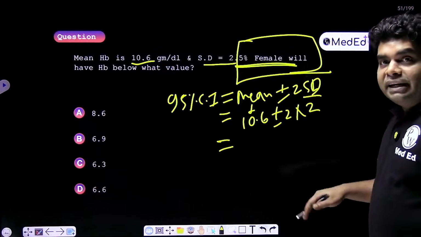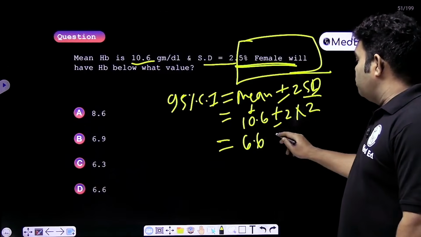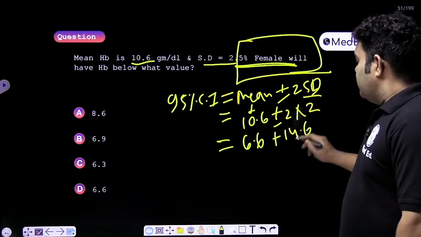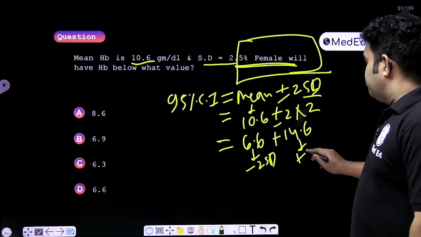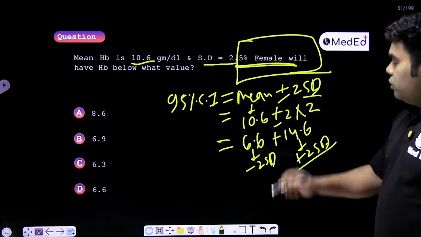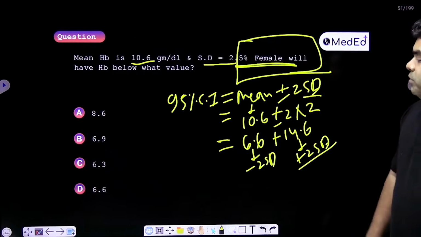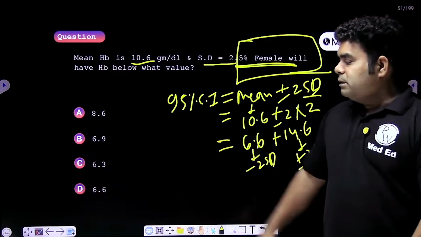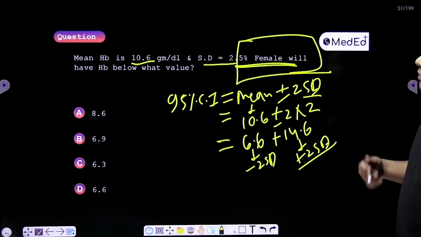If you do 10.6 minus 4, it will come 6.6. 10.6 plus 4, it will come 14.6. So 6.6 is minus 2 standard deviation. 14.6 is plus 2 standard deviation. I want all of you, my friend, to tell where will 5% female will lie. Is it 8.6, 6.9, 6.3 or 6.6? Where will 5% female will lie?